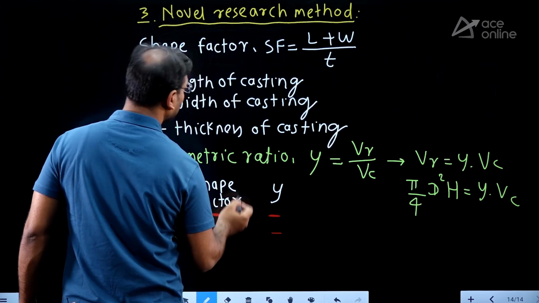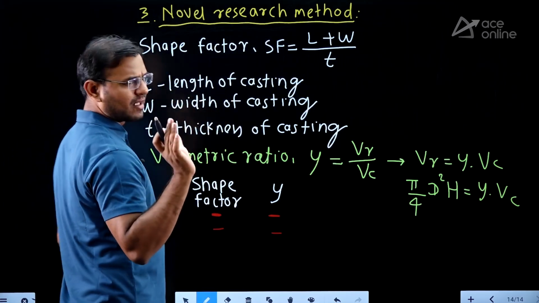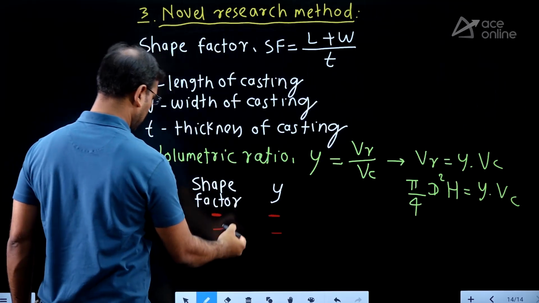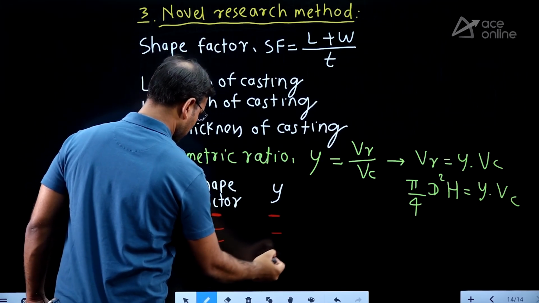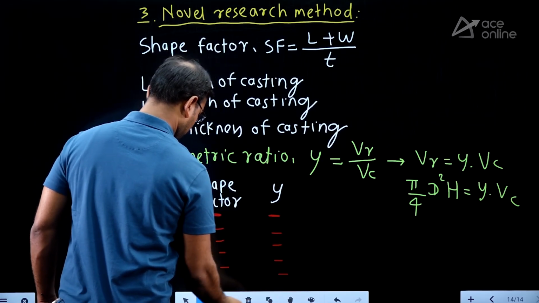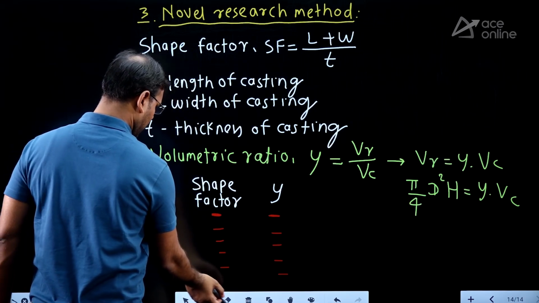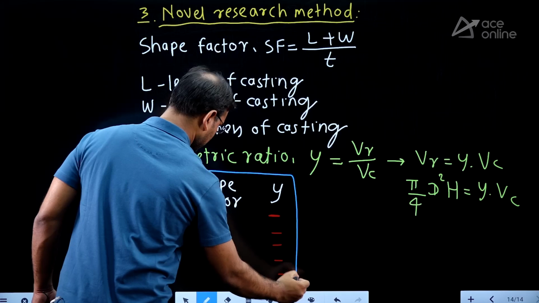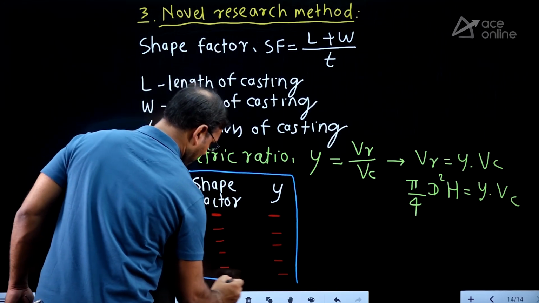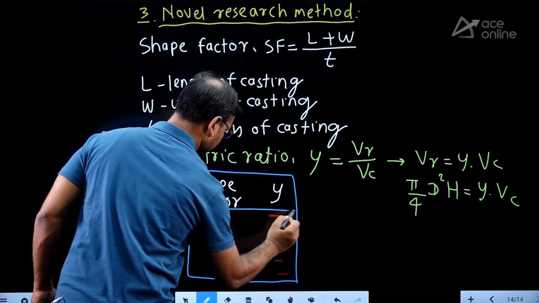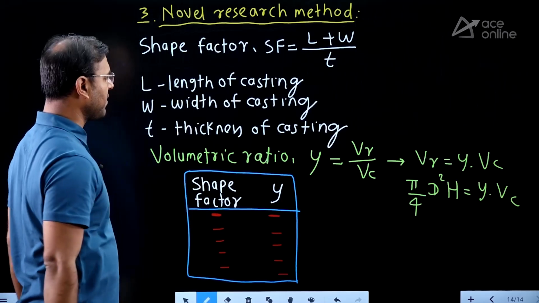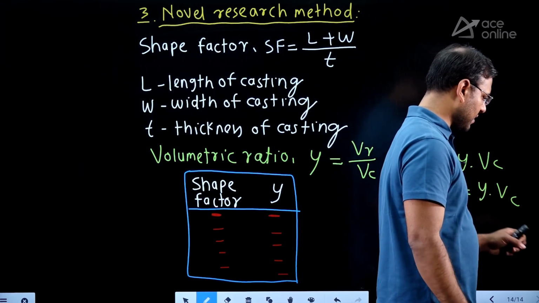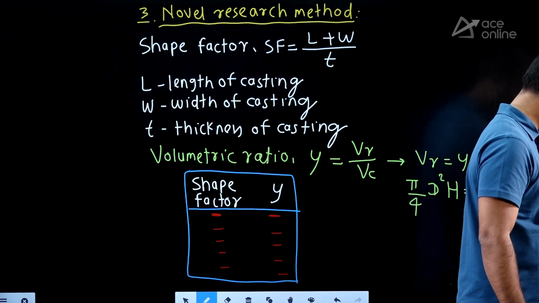Shift factor means here they are giving the dimension of casting, and according to that we can calculate the shift factor, and that shift factor value we can check here, and according to that we can select the value of Y. Okay, the corresponding value of Y we can take and put it here, and from that we can get the value of D and H.